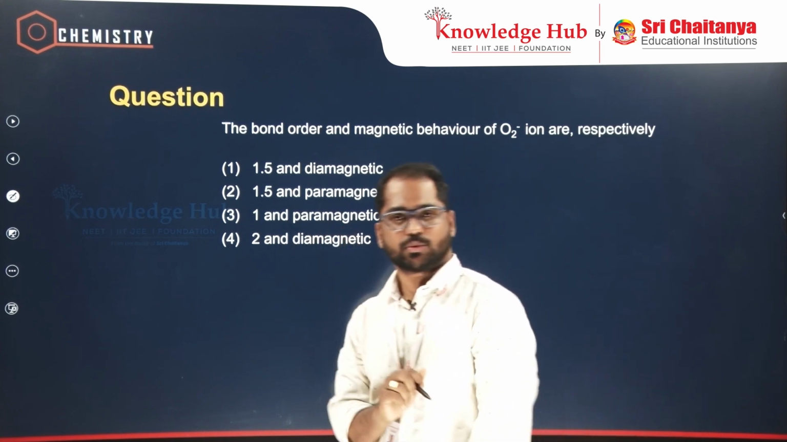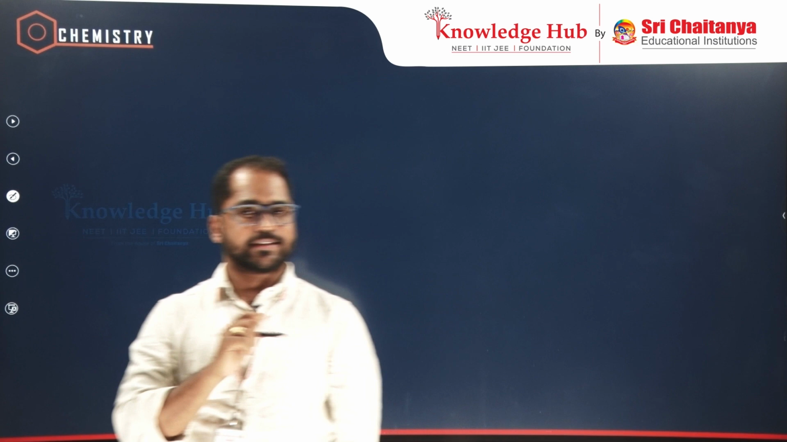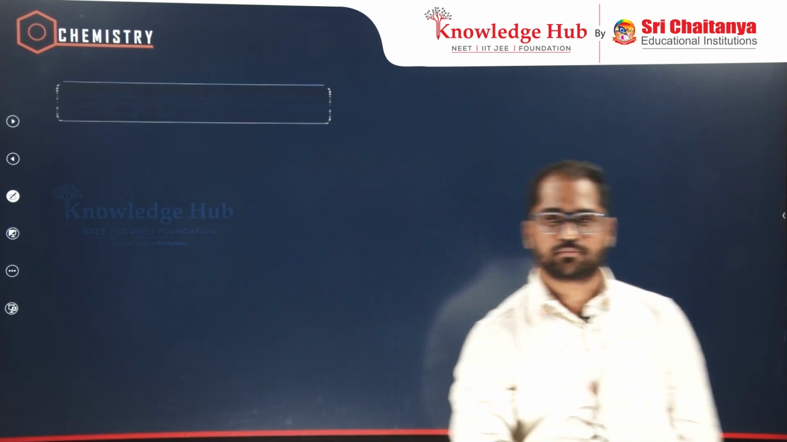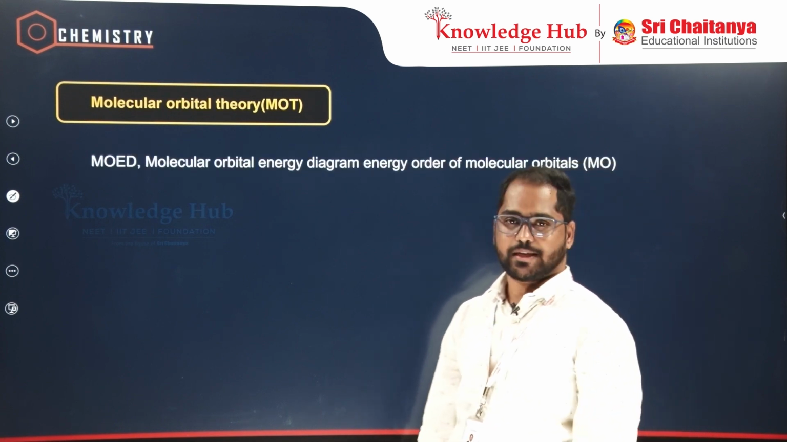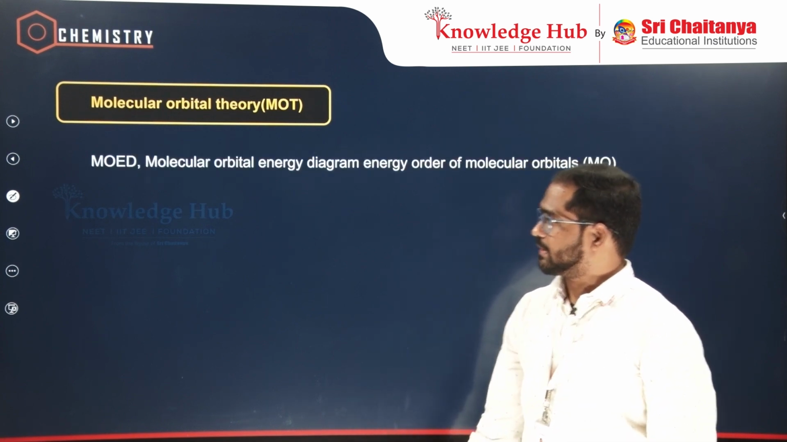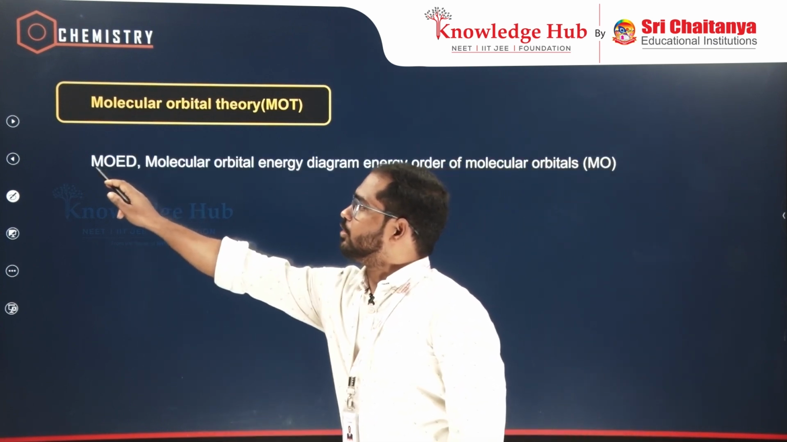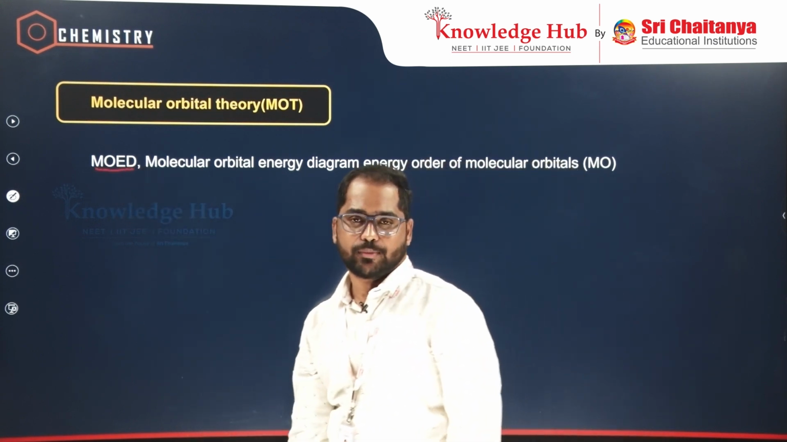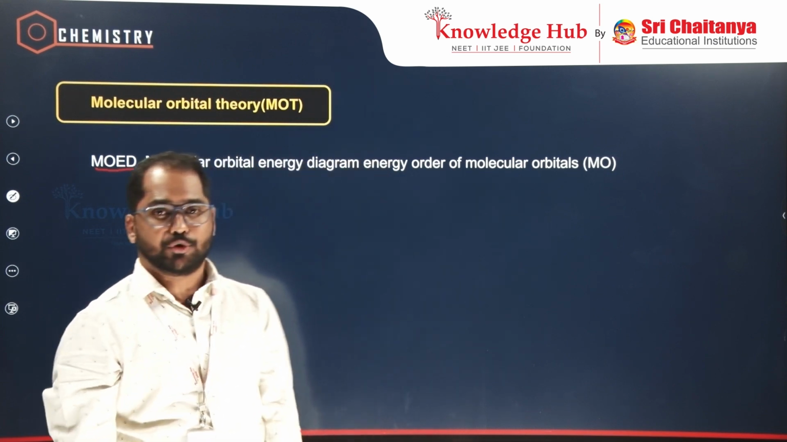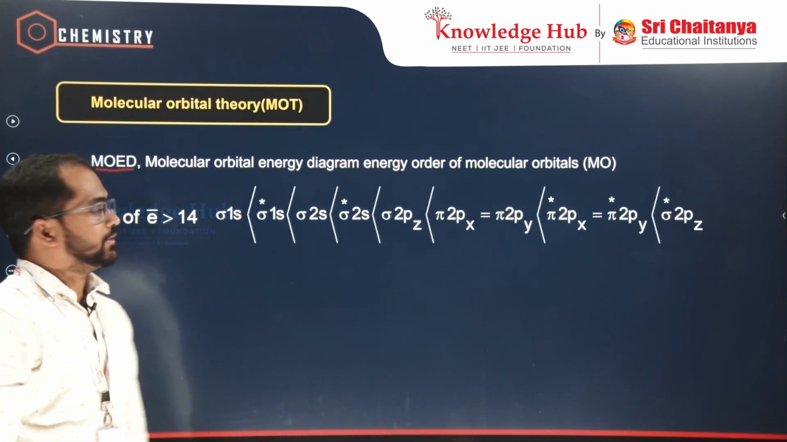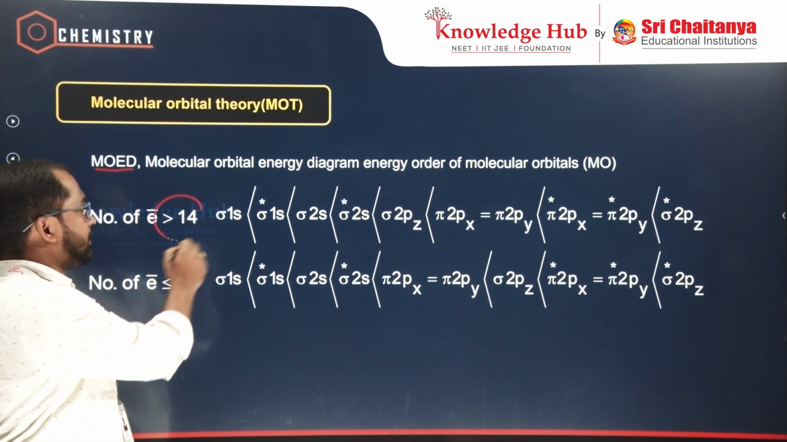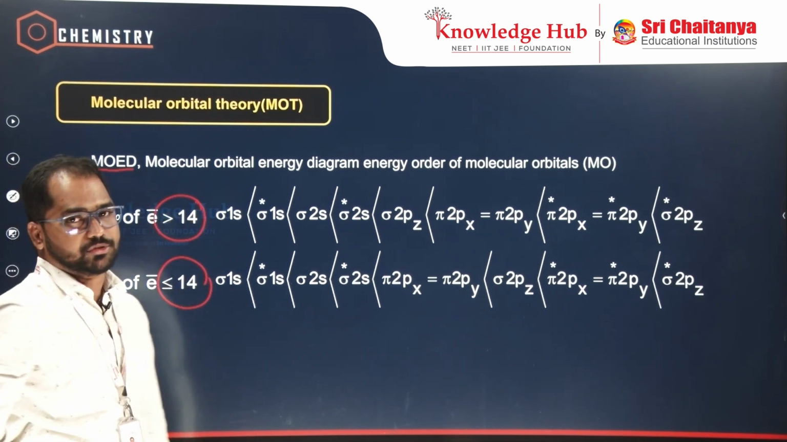In order to solve this question, we need to know about a trick behind the given question. So let's solve the question by taking the molecular orbital theory concept. What is the concept? When you see a molecular orbital energy diagram, we need to draw it for any diatomic species all the time. If you know the energy orders, these are the energy orders if the number of electrons is greater than 14 or less than or equal to 14.